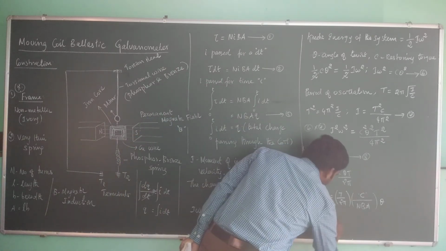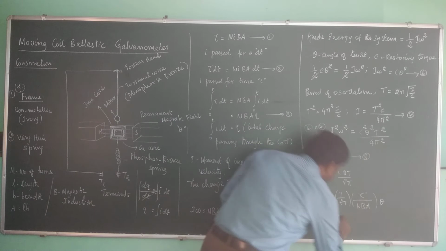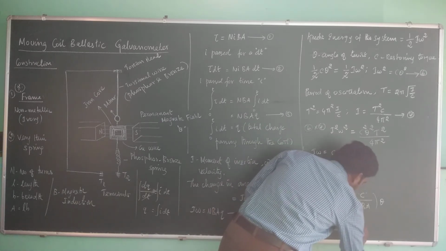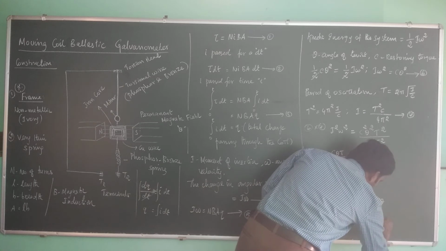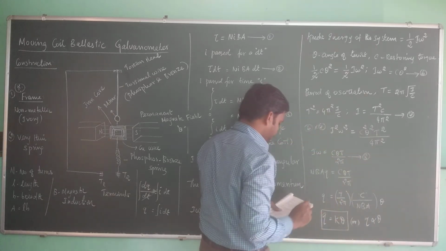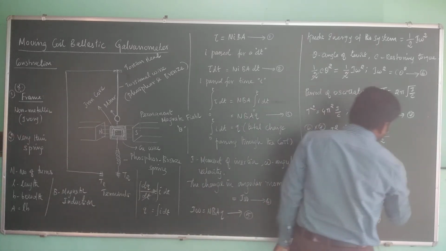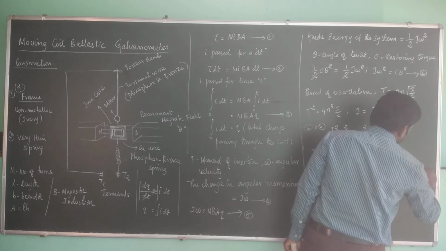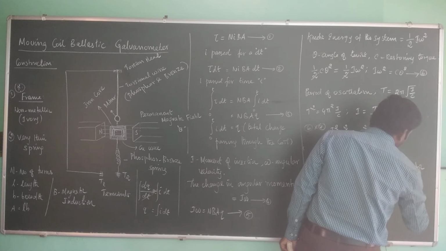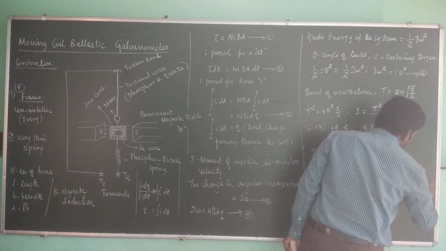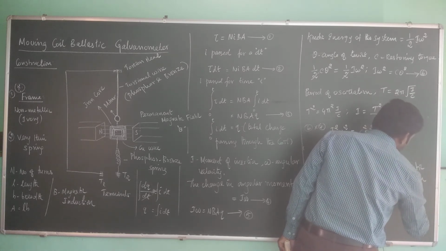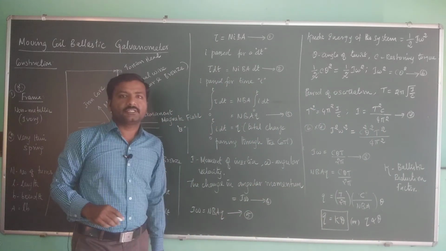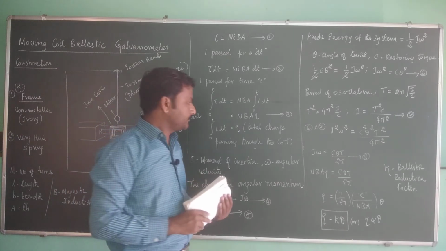Or you can write Q is equal to K times theta, or Q is proportional to theta, where K is called the ballistic reduction factor.